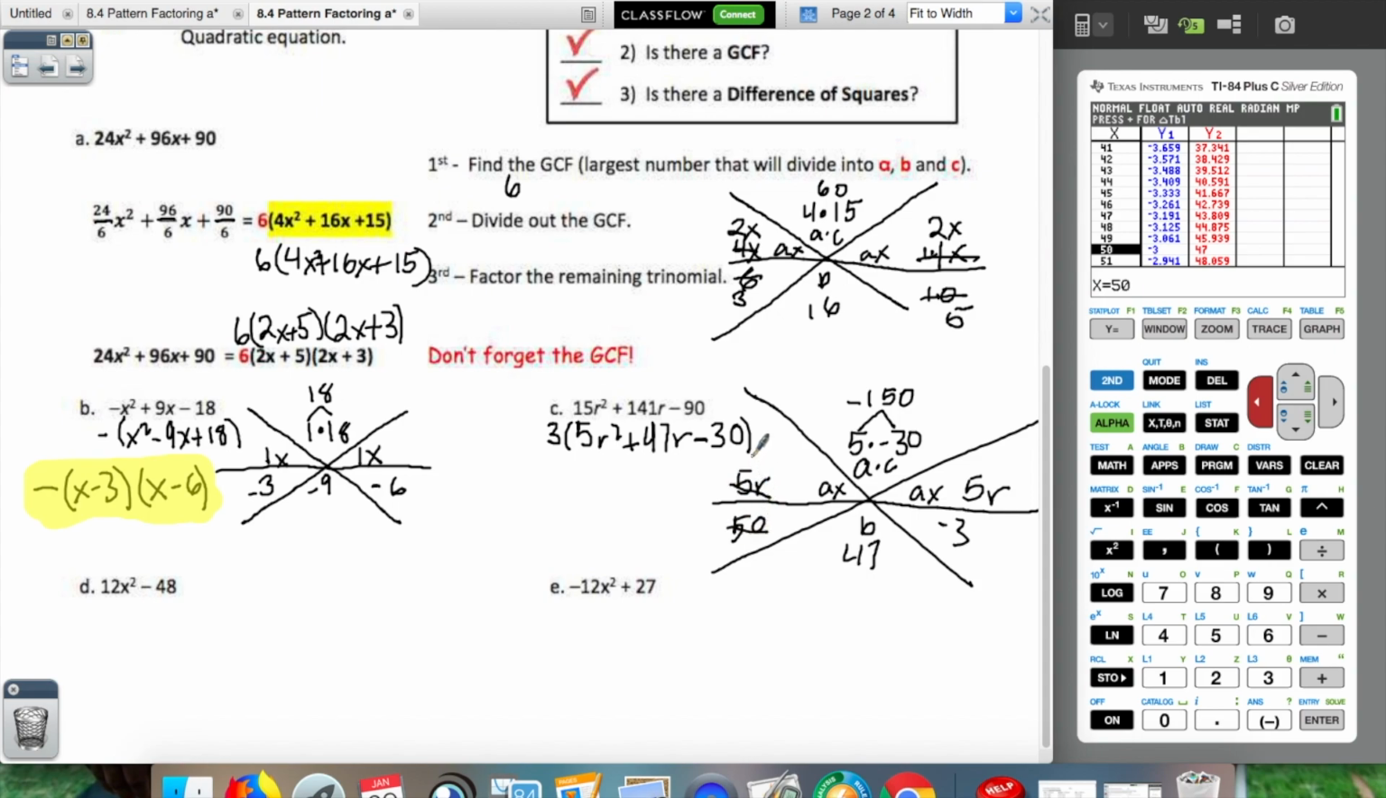What's 5r divided by 5? R. And what's 50 divided by 5? 10. Now we have 5r and negative 3. Can either of those simplify? No. So now we can go ahead and write our completely factored form.